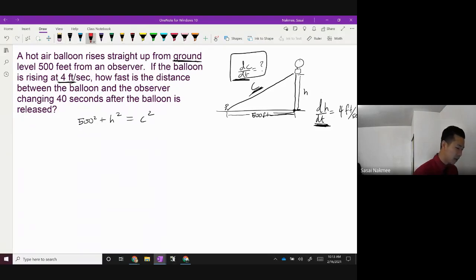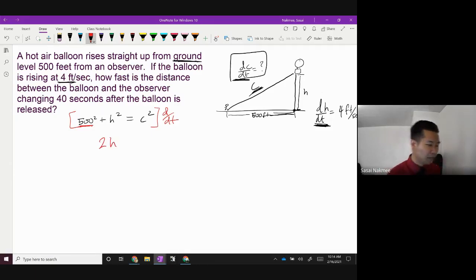So we've drawn our picture. We've made a connection here. We've listed out what we know, right? And we're going to go ahead and take the derivative of both sides here, with respect to time. I'm not even going to bother finding out what 500 squared is, because the derivative of that is still going to come out to 0. Taking the derivative of h squared gives me 2h. But again, don't forget the chain rule: it's not just 2h, it's 2h dh/dt, equals 2c dc/dt.